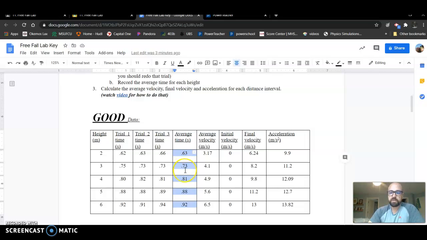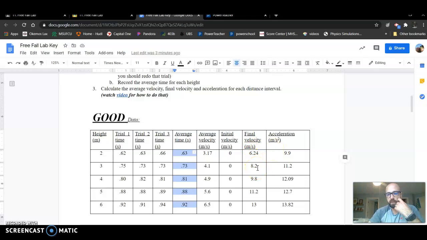So you have to make sure that you're assessing your own data in terms of the time that it took. Because the higher you drop it from, the more time it's going to take. And there is no way that it would be anything different from that. And then, if you didn't watch the video of how to do these, if you got how to do some of these data columns wrong, then that's something you want to go back and look for.